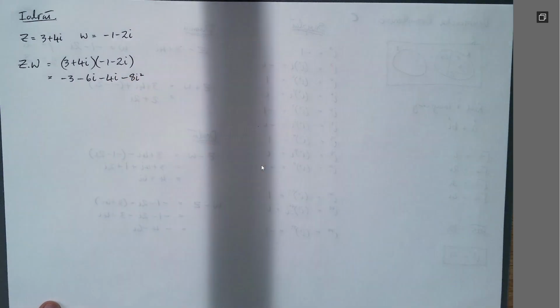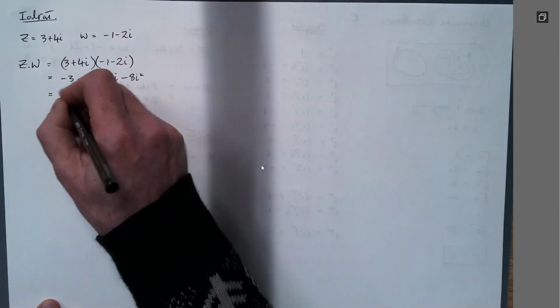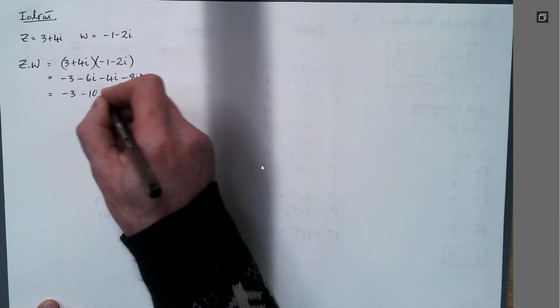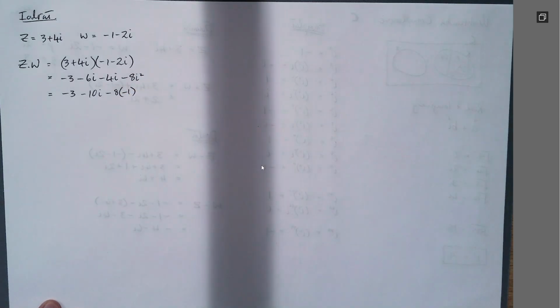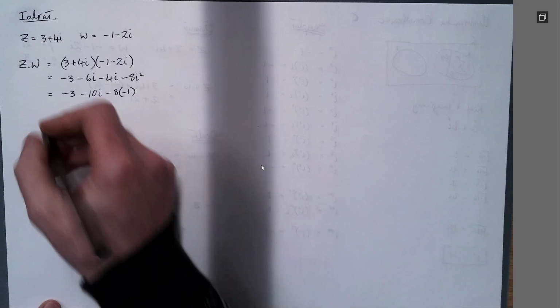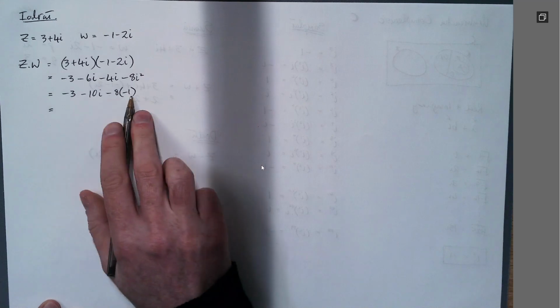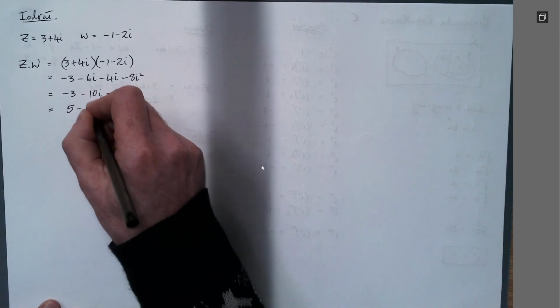Now just to be clear about i squared: i squared is −1. So we have 3 − 6i + 4i − 8i squared. When you go on, i cubed, i to the power of 4, you can get a clean power of i. So we're left with 3 plus the rest.